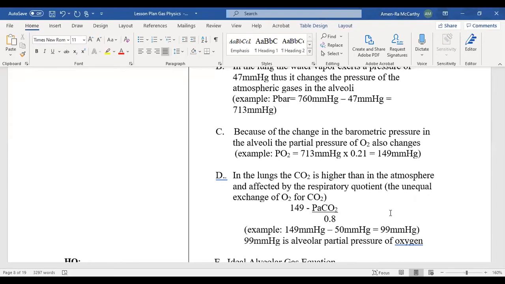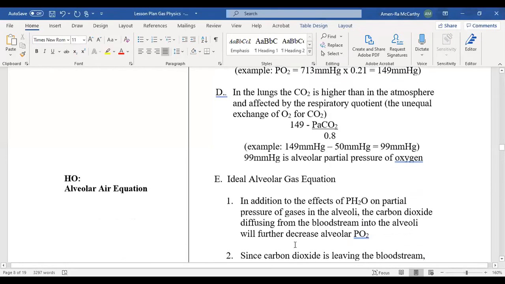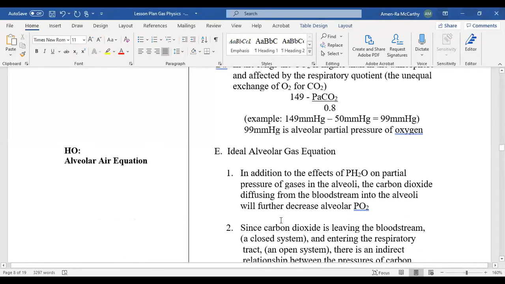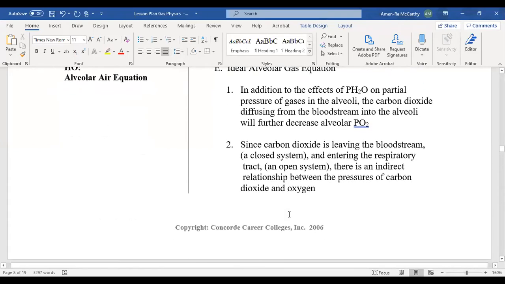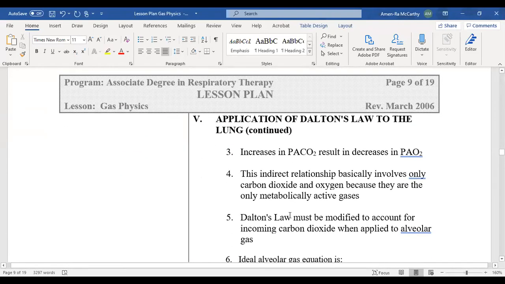So we take that 149 minus the 50, and we're left with an alveolar oxygen tension of 99 millimeters of mercury. All right. Of course, if we have an increase in alveolar CO2, that's going to push out oxygen, right? You can't have both being at 100%. One is going to be more than the other.